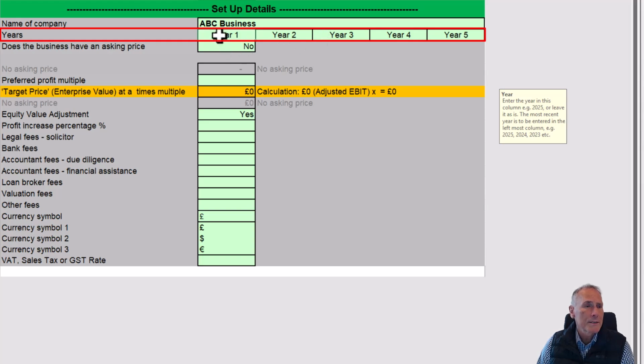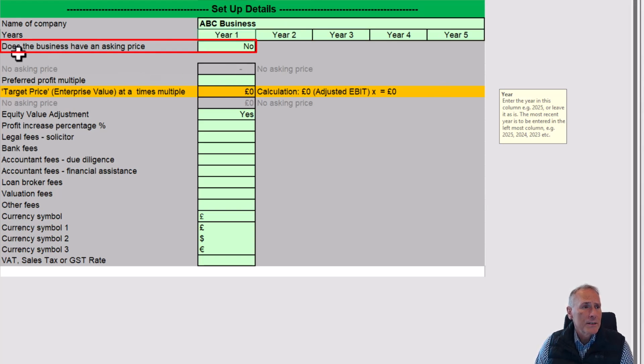So year 1 is the most recent year, year 2 the year before that, and so on until year 5 being the oldest year. Now you can either leave these as year 1, 2, 3, 4, and 5, or you can put the exact year in. So for example, you'd put in 2025 if it was the current year. This would be 2024, and so on. But I'm going to leave them as year 1, year 2, through to year 5 as it stands.